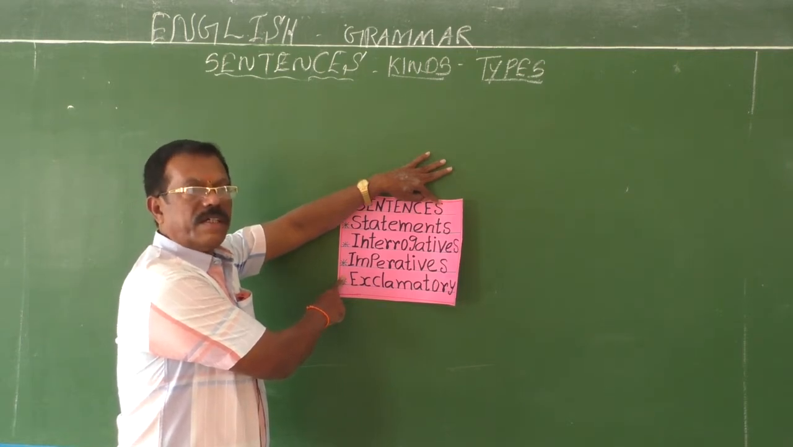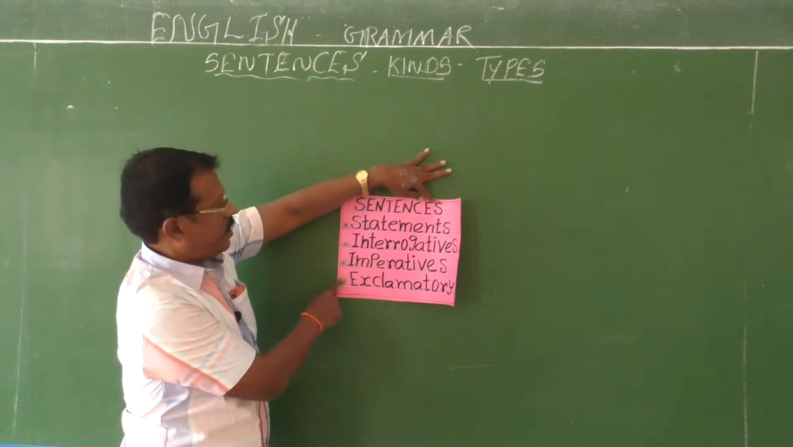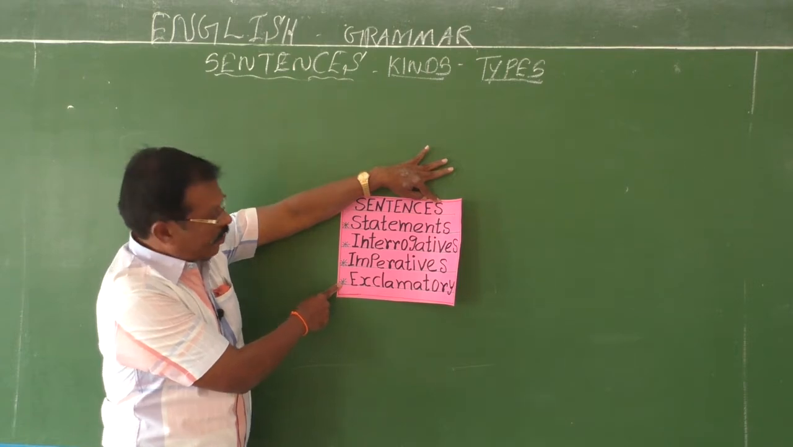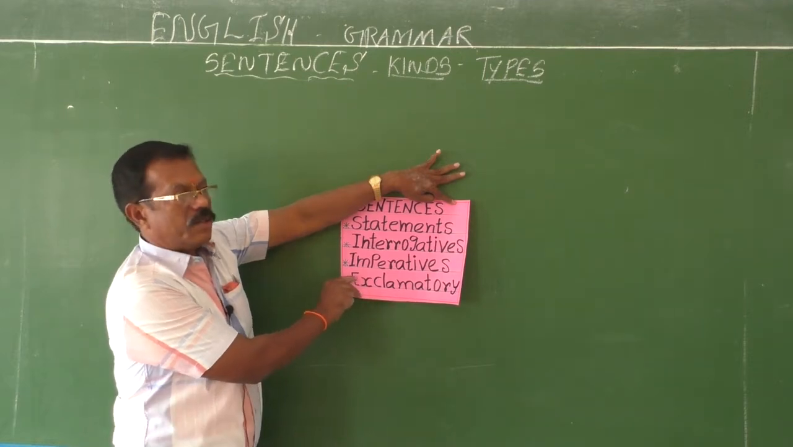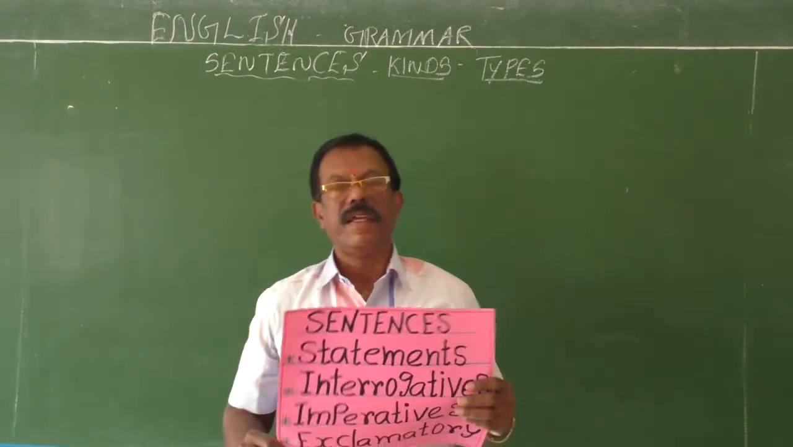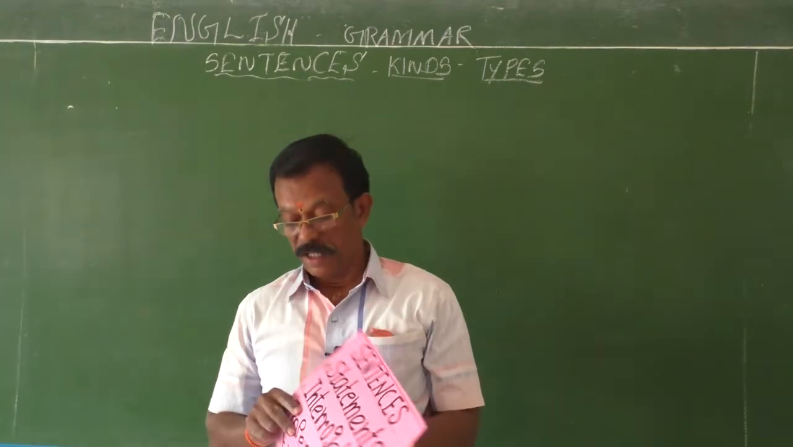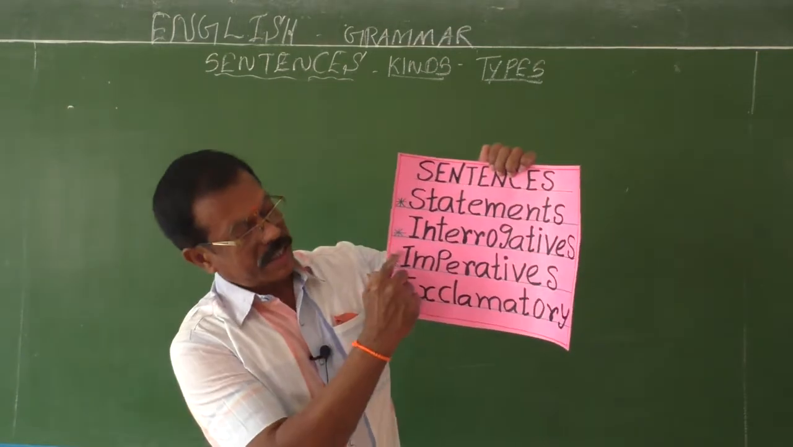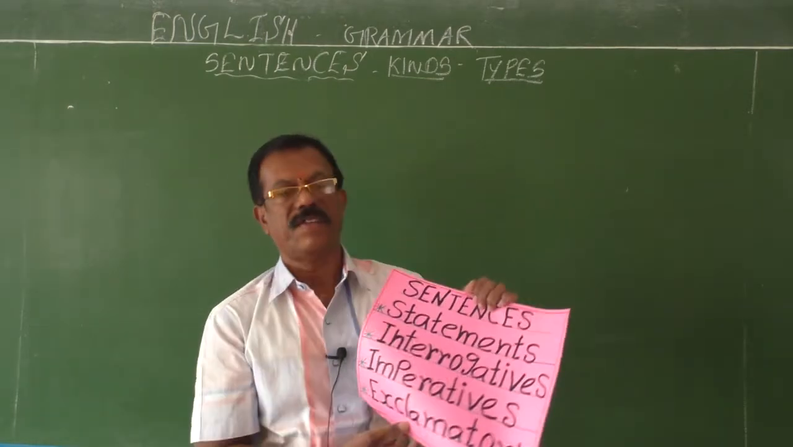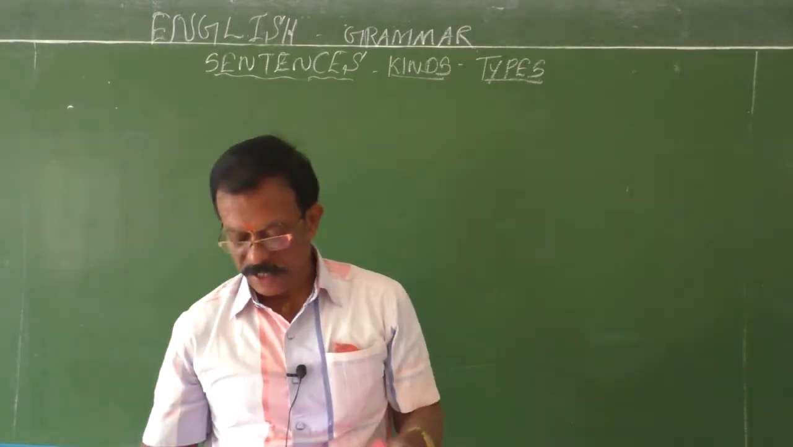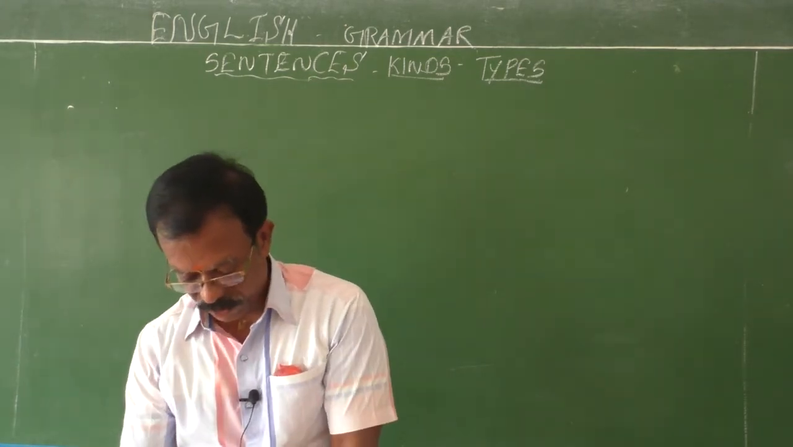Based on the function, sentences are classified into 4 types. They are statements, interrogatives, imperatives and exclamatory. So this classification is done purely based on the function of a sentence. Okay, fine. What is statement? What is interrogatives? What is imperatives? And what are exclamatory sentences? I will give you explanations as well as examples. Don't worry, children. You will get all these things in today's video class.